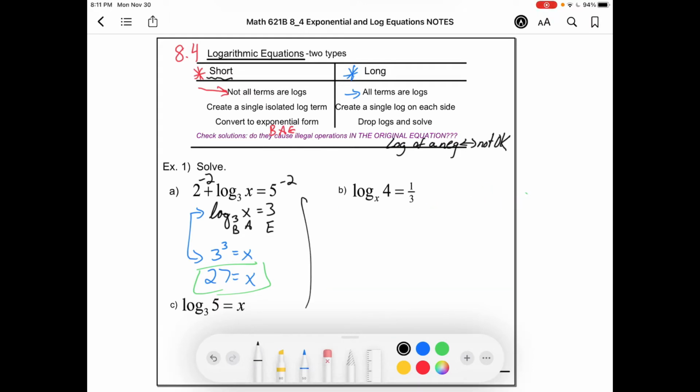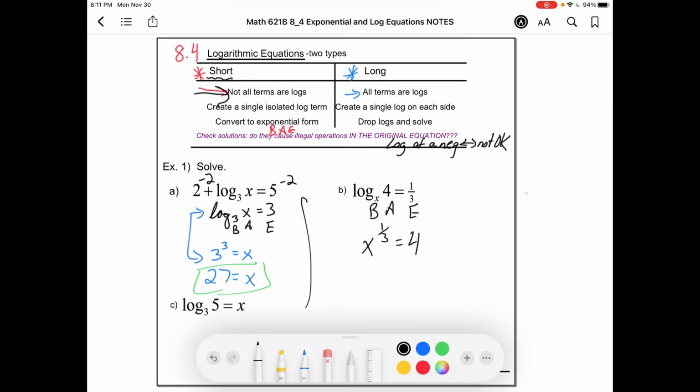Let's do the next one. So we've got log base x of 4 equals a third. This is a short log equation because not all the terms are logs. So we can convert to exponential form. So I got bay here. The base is x. The exponent is a third. And the answer is 4.